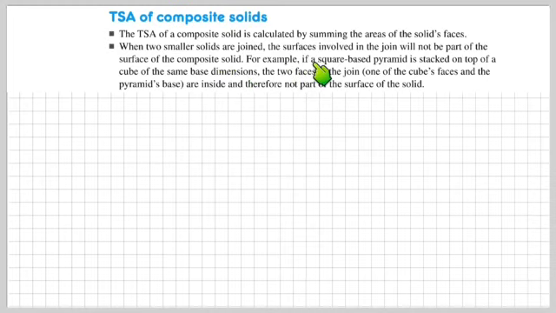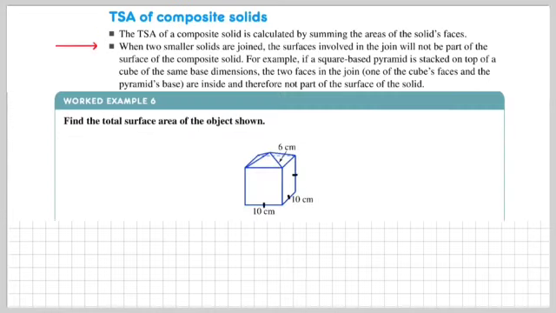For example, if you had a square-based pyramid stacked on top of a cube of the same base dimensions, then you've got to think about that. The two faces in the join, that is the cube's face and the pyramid's base, which join to each other, are therefore on the internal sides of the new shape, and therefore they're not part of the outside surface of the solid. Do you understand? Yes, and let's do an example.